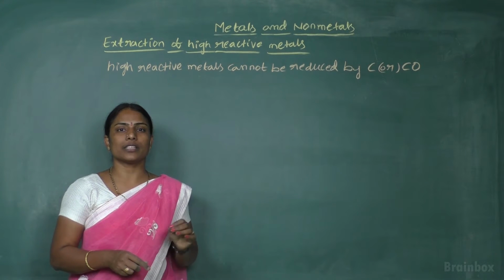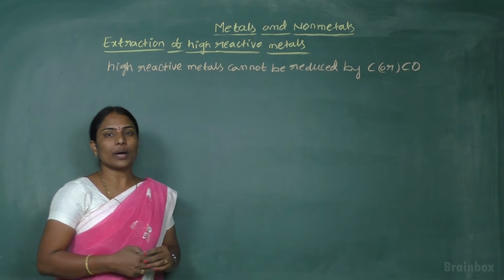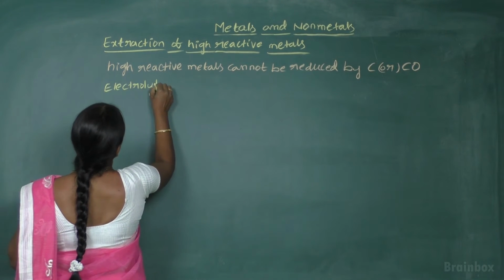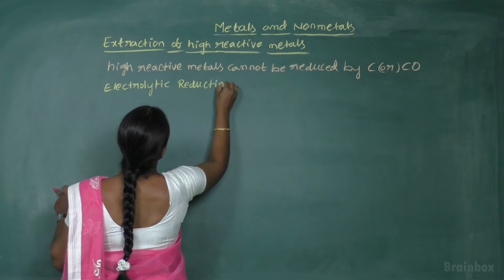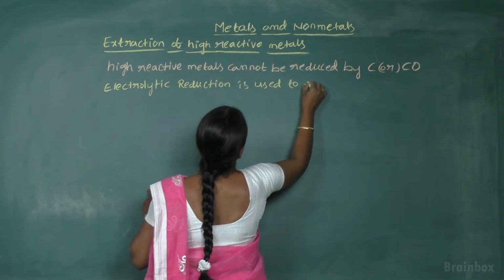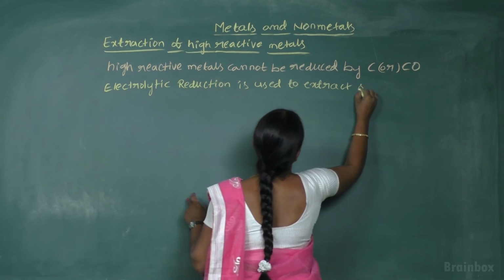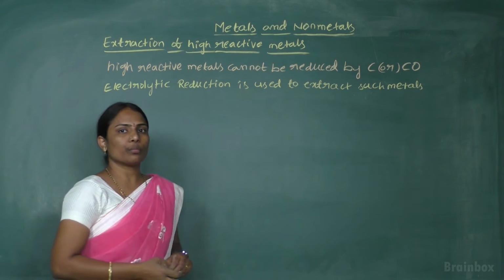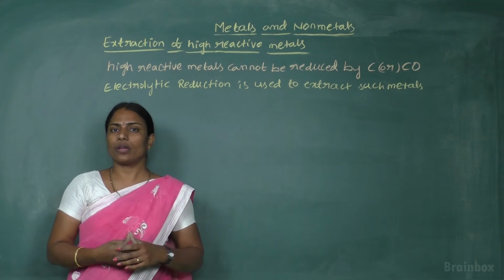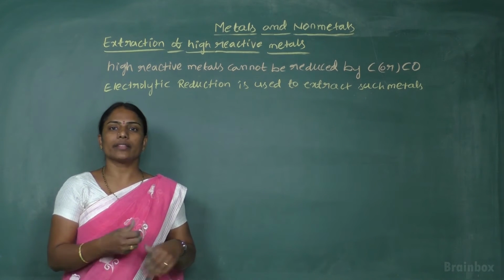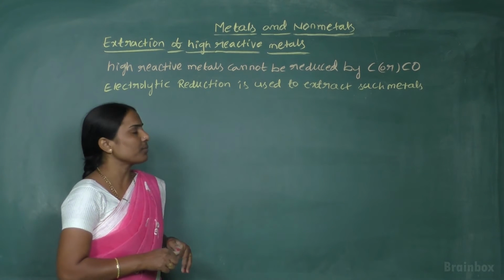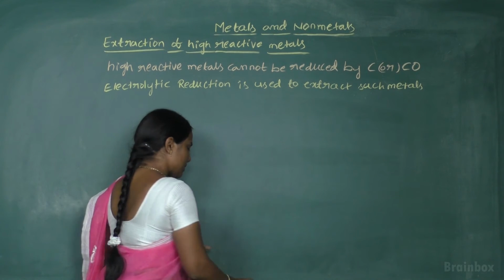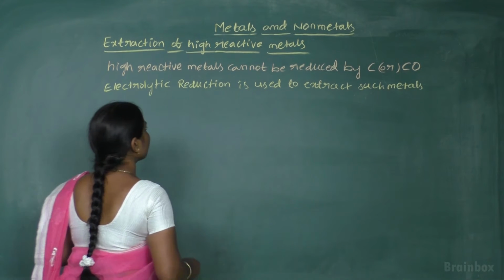The simple solution for this problem is that we can reduce all such metals by electrolytic reduction. Electrolytic reduction is used to extract such metals. Which metals here? The metals which are more reactive, like sodium, potassium, calcium, magnesium. For all such metals, we cannot use any other reducing agent. So for such cases, electrolytic reduction is the best method. Let us see how to extract sodium from its compound.